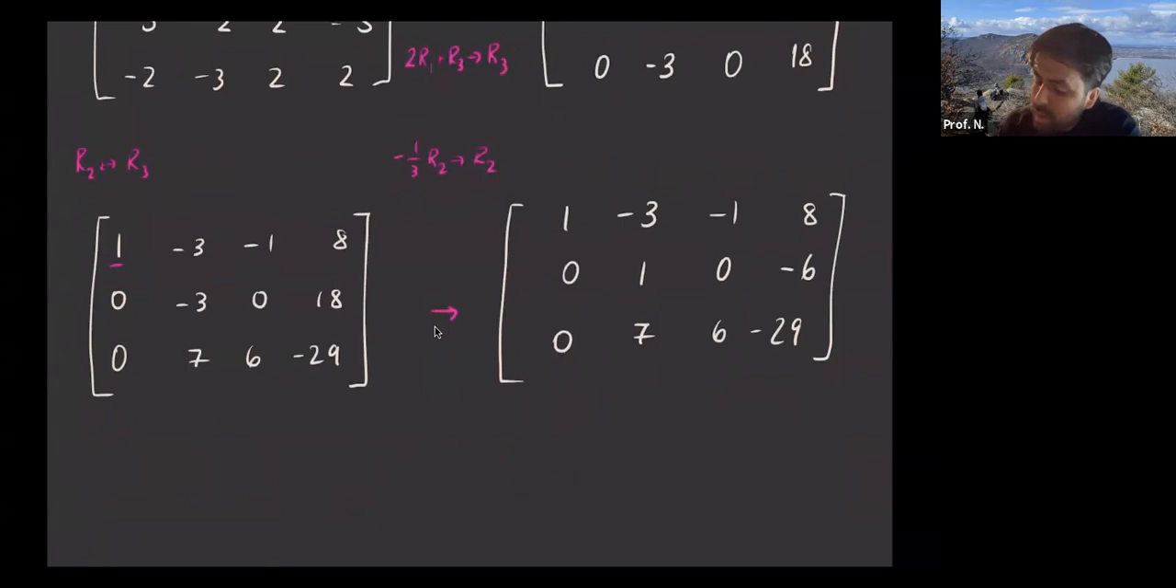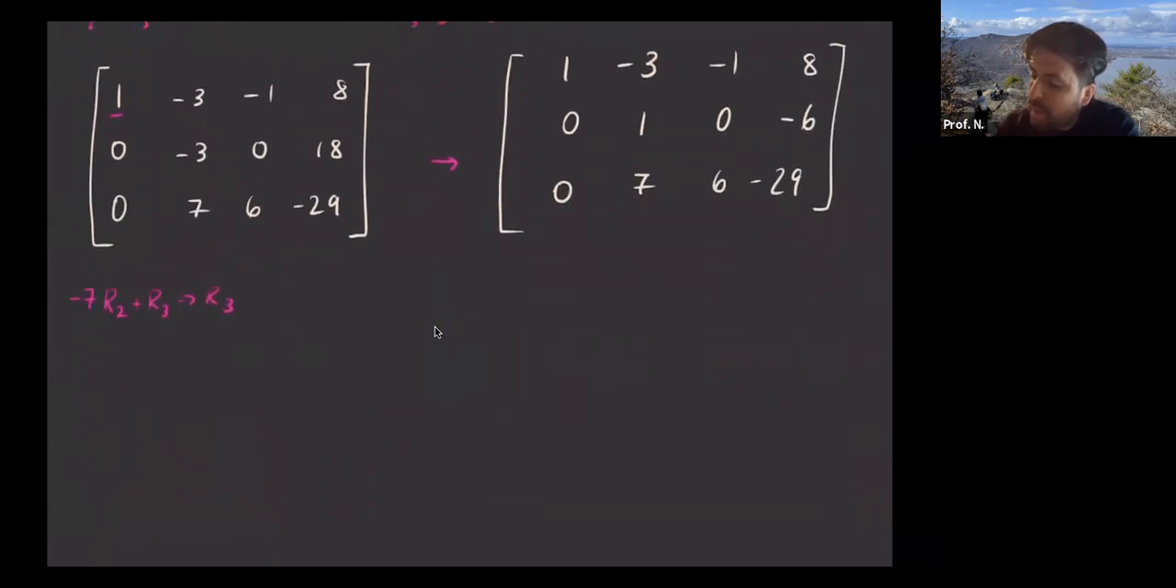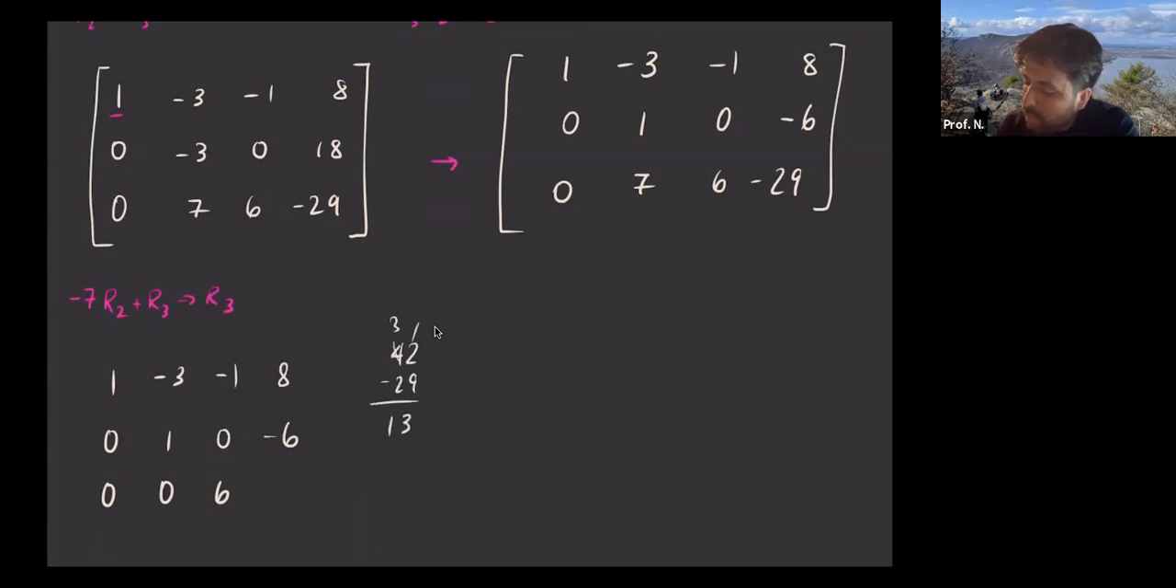And then I would say -7 R2, when I add that to R3, gives me a new row R3. This becomes 1, 0, 0, -3, 1, 0. This is 0, 6. And then this becomes -1, 8, -6. And then this becomes 42 minus 29, which is what? 13. Is that correct?